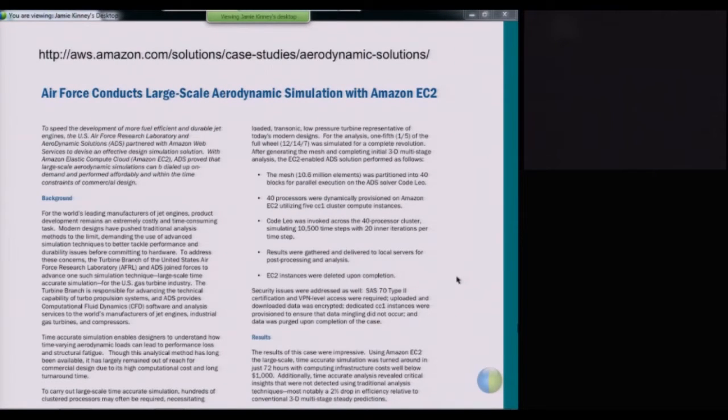Air Force and actually a large number of research institutions are doing computational fluid dynamics analysis on AWS, saving money and being able to ask "what if" far more often than they would have otherwise, using both commercial tools as well as open source tools like OpenFOAM.